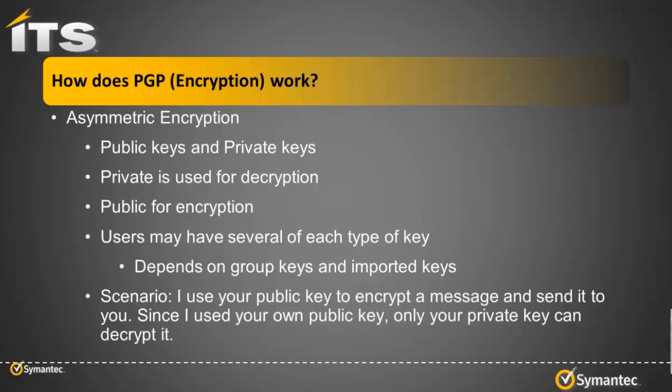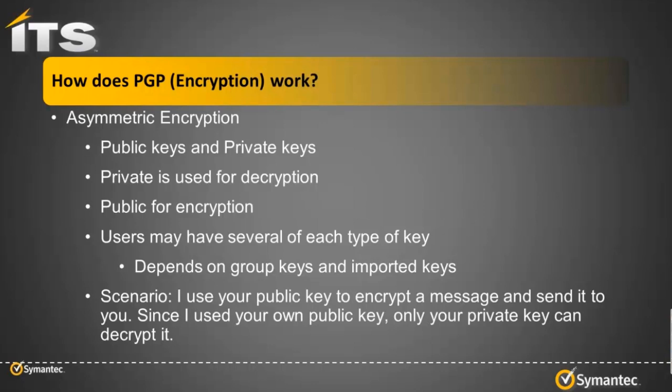So asymmetric encryption works like this. You have public keys and private keys. One key, the private key, is used for decryption, and the public key is used for encryption. Users can have several types of those keys. They can have their own personal public and private keys. But if they belong to groups, let's say in a Universal Server, or if they belong to several groups, those groups might be using public and private keys that belong to an entire group. So a certain group of people will share public and private keys.